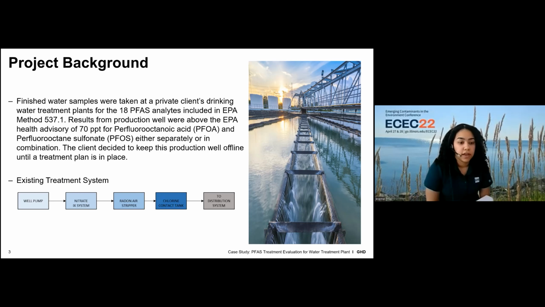In this existing treatment facility, it's fairly simple. They have a 10 horsepower well pump, and that raw water gets split into the nitrate IX system and bypass, followed by radon air stripper and disinfection through a chlorine contact time and distributed to the public. One important thing to note here is that the nitrate IX system works in tandem with a brine solution tank, and that is used to regenerate the resin on site.